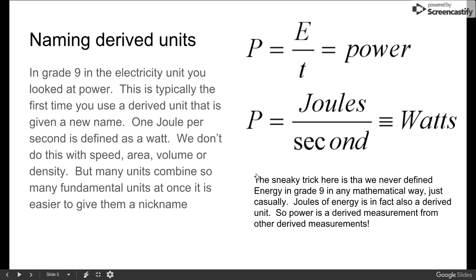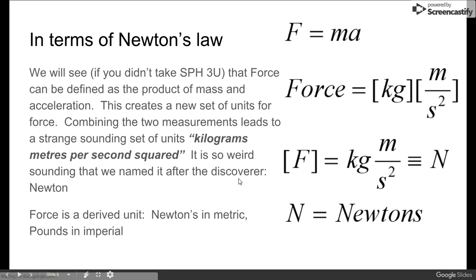So we're going to start seeing derived units that are given names, and then you have to convert them back to fundamental units if you need some more advanced stuff. The nice thing is I'll always tell you what these units are. So here's our very first one.